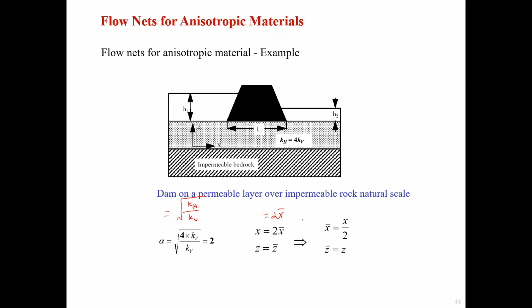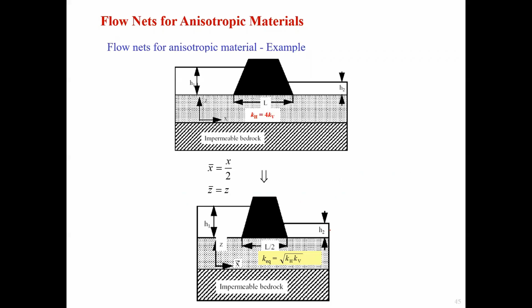But we need to do the conversion. We need to express x bar and z bar in terms of the original coordinates. So these are the new coordinate system that we need to plot for the isotropic material, and that's the original, the anisotropic one. So this is the isotropic coordinate system. Now we are able to do the conversion. That's the original anisotropic system, and with this relationship we are able to convert to the equivalent isotropic system.